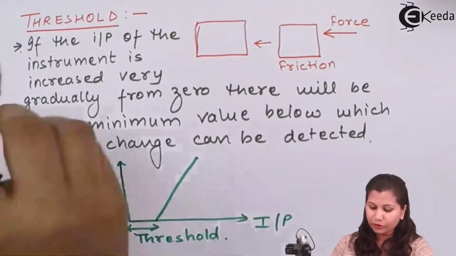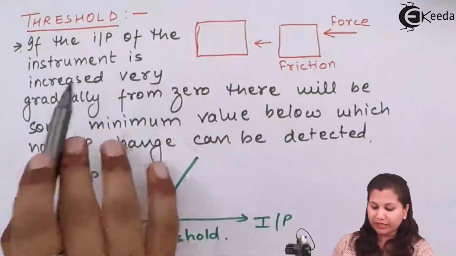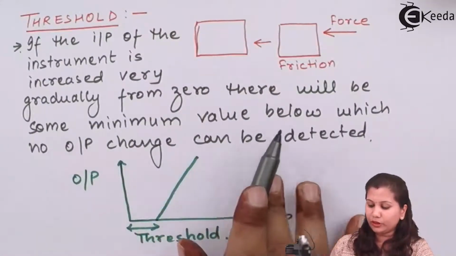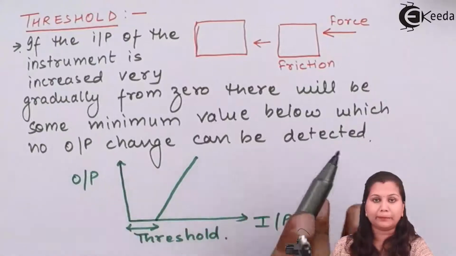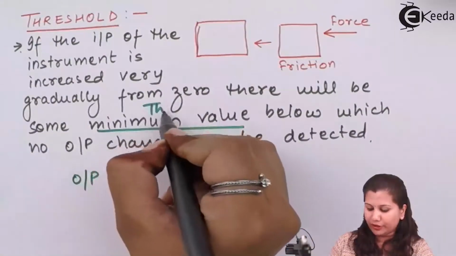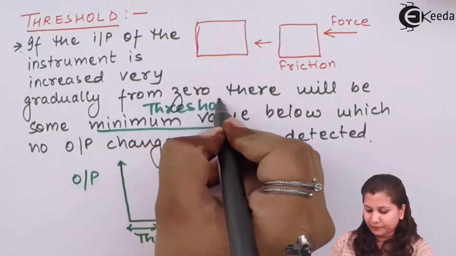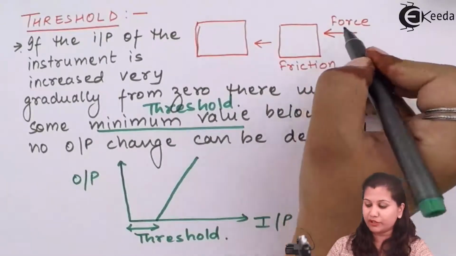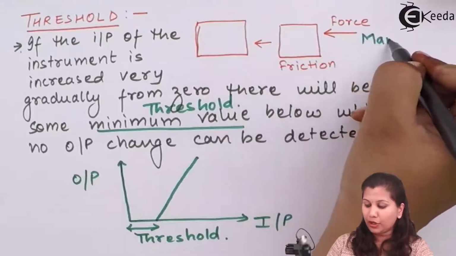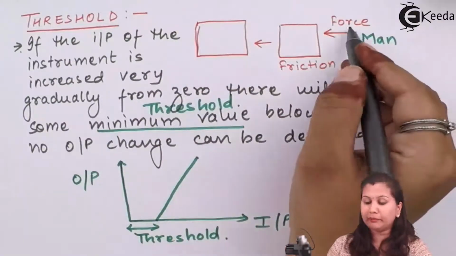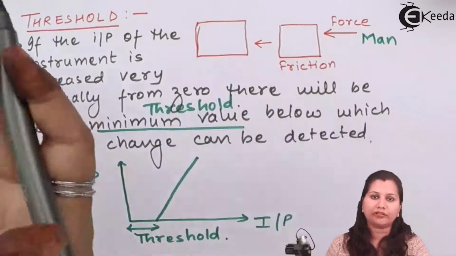So if the input of the instrument is increased very gradually from zero, there will be some minimum value below which no output change can be detected, and this minimum value is called the threshold. In the case of the block, the minimum amount of force which the man has to apply to move the block and overcome the friction is called the threshold.